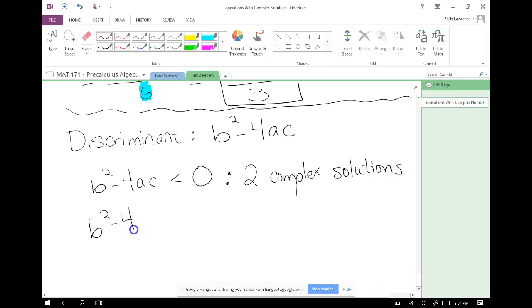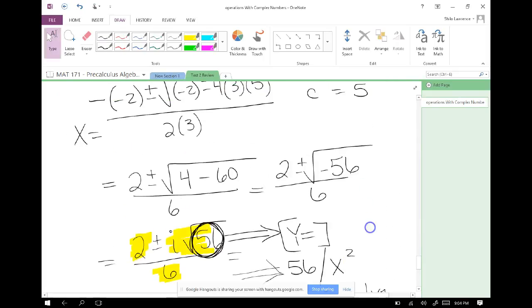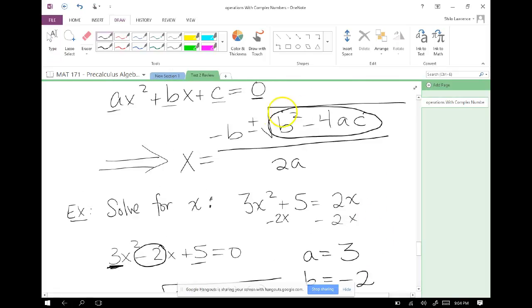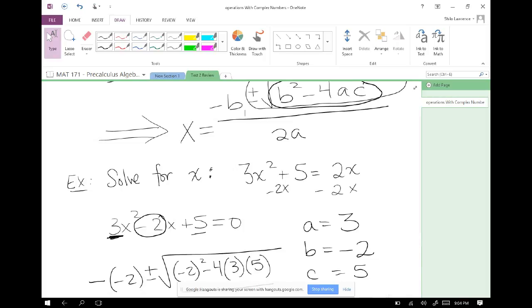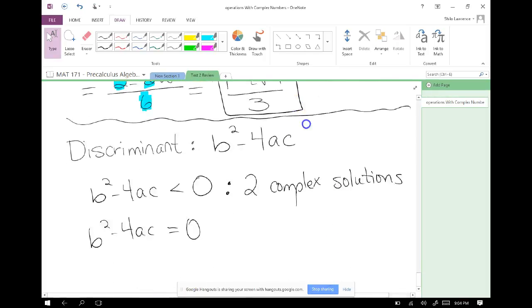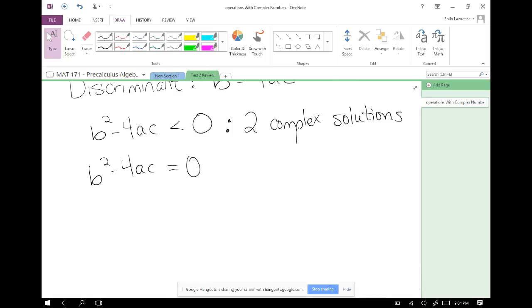If b squared minus 4ac is equal to 0, well, look back up here and see what would happen. If b squared minus 4ac is equal to 0, this whole plus minus section is going to be gone, and all you'll be left with is negative b over 2a. Negative b over 2a is just one real answer. The whole plus minus part is gone. So you don't have two answers anymore. You just have one real answer, or one real solution.